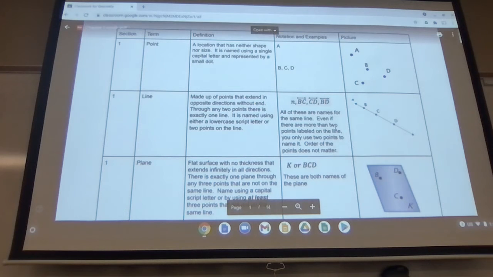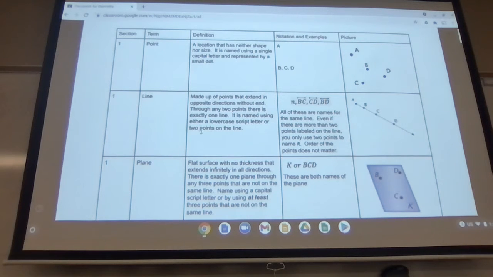Okay, so here's a picture over here on the right. There's a line. So you get arrows on both ends, so it never stops. If you come back over to the definition, through any 2 points, there's going to be exactly 1 line. And we name the line using either a lowercase script letter or 2 points on the line. Typically, we'll use 2 points on the line.